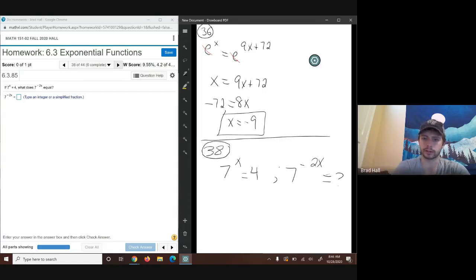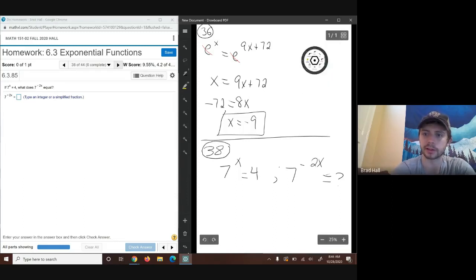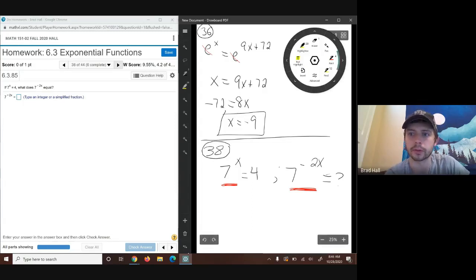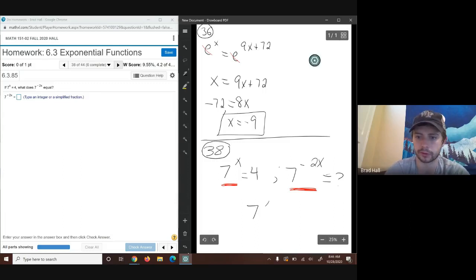So the question is, how do you manipulate this problem, the statement that they give us, to where 7 raised to the x becomes 7 raised to the -2x? So how do you turn 7 raised to the x into now having that -2 in the exponent? How does that happen? And so how that happens, so 7 raised to the x is equal to 4. We need to raise both sides to the -2 power.